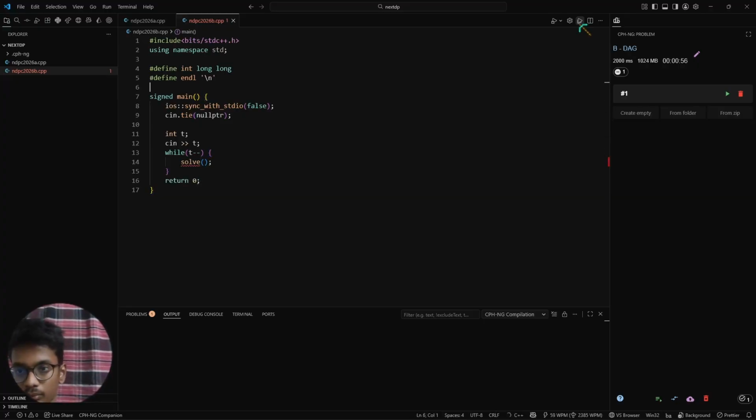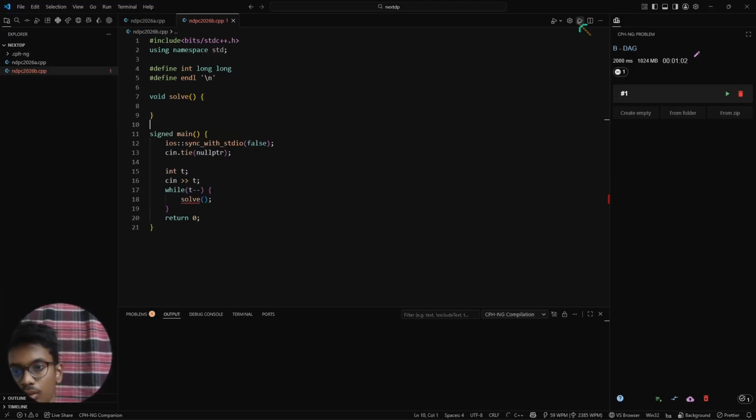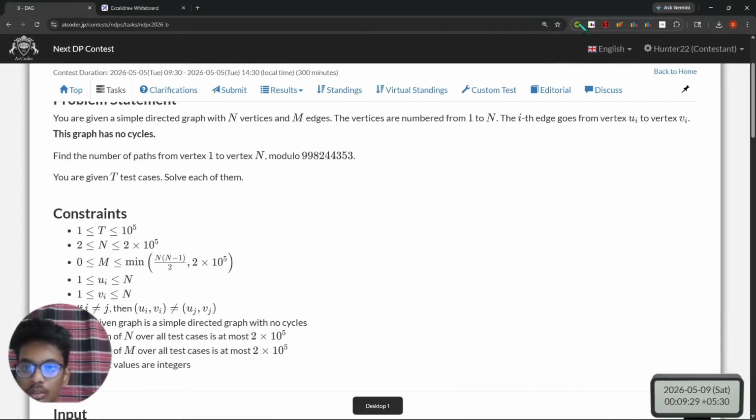Yeah, let's write a method void solve. Alright, so we need to find the number of paths. How can we do it? The mindset in the previous problem was doing a complete search. But in this problem, this shouldn't be the mindset.